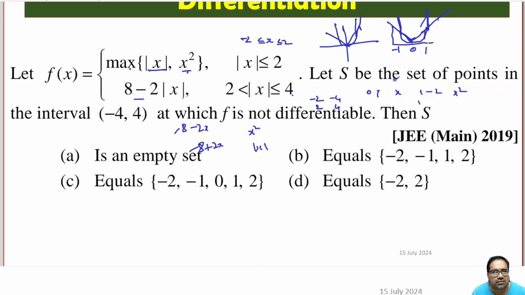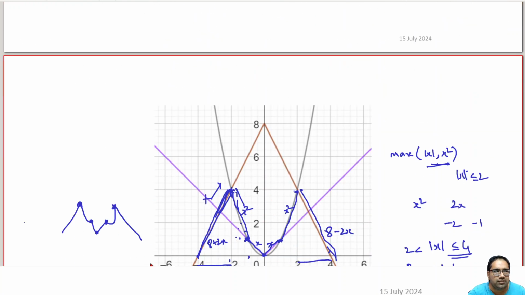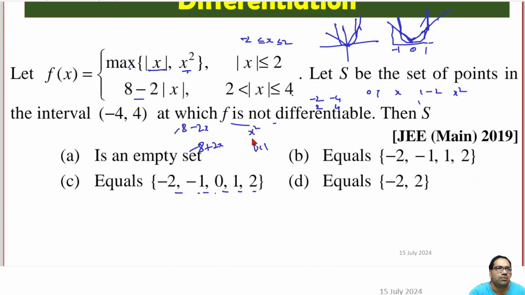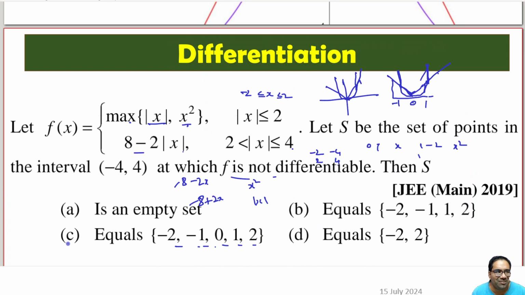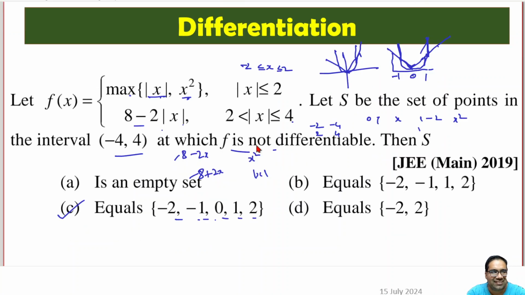So S is the set of points in the interval at which f is not differentiable. So what are these points? Minus 2, minus 1, 0, 1, 2. Very, very simple problem. It is just about drawing some lines and seeing where they are intersecting in this interval. We have to draw the 4 lines and see where they are intersecting. Right, guys? Thank you.